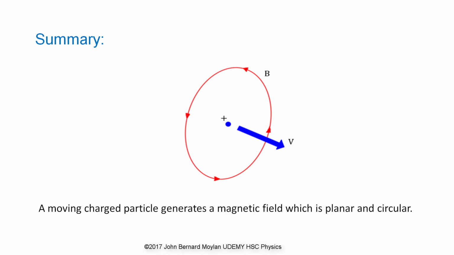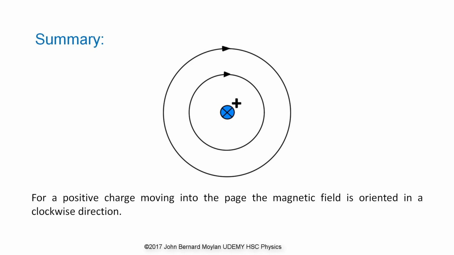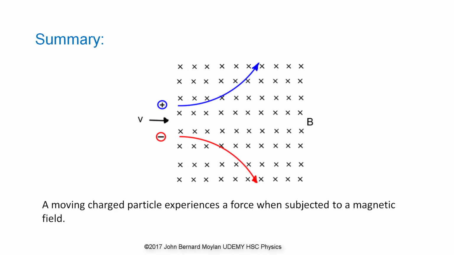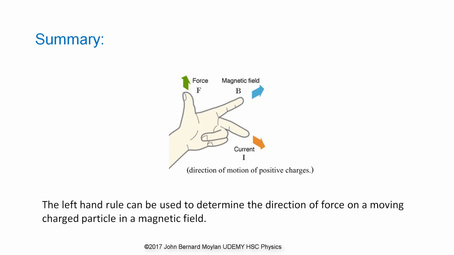Summary: a moving charged particle generates a magnetic field which is both planar and circular. For a positive charge moving into the page, the magnetic field is oriented in a clockwise direction. The right-hand rule is a way of working out the direction of the magnetic field around a moving positive charge. A moving charged particle experiences a force when subjected to a magnetic field. The left-hand rule can be used to determine the direction of the force on a moving positive charge in a magnetic field.